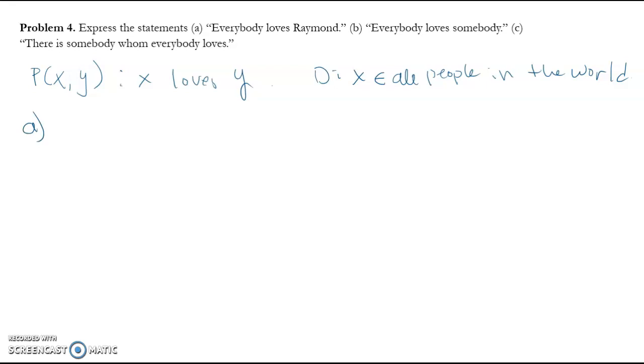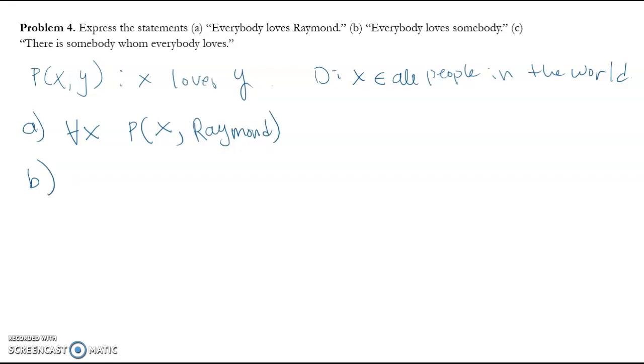Okay, so after we define this, we can go ahead and use p(x,y) because we have defined it. So everybody loves Raymond. So for this case, our x should be, that somebody should be everyone, so we're going to have to use for all x. Okay, so for all x, there's going to be a case where x, everybody, loves Raymond. So x comma, in this case, instead of y, we're going to do Raymond. Okay, so that's done.